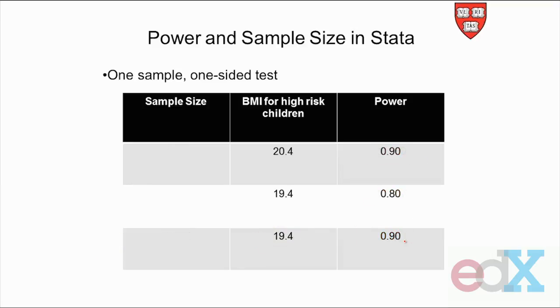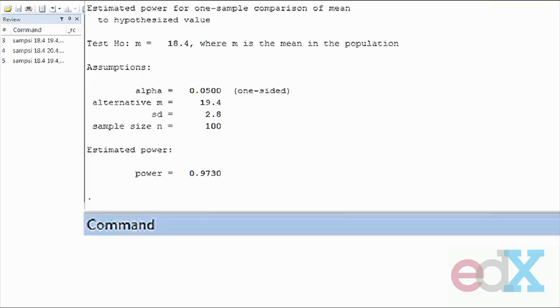Next, we want to compute sample size for various powers and alternatives, so we can do that in STATA again. So for the first case, we want 90% power, and we want an alternative of 20.4. So how many children do we need to sample to achieve 90% power? So in STATA, type in the following command.